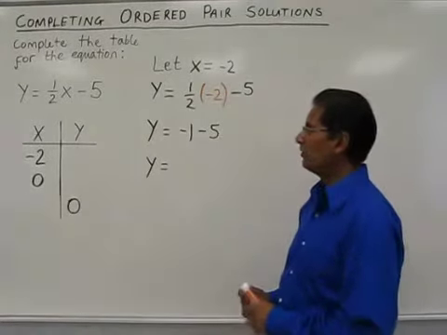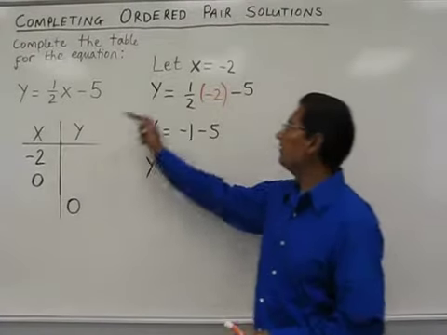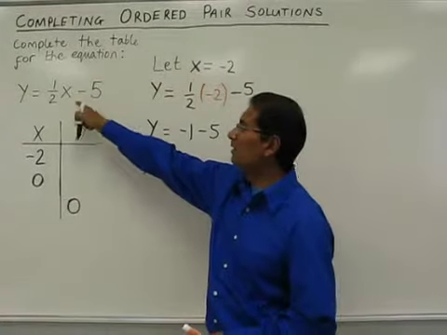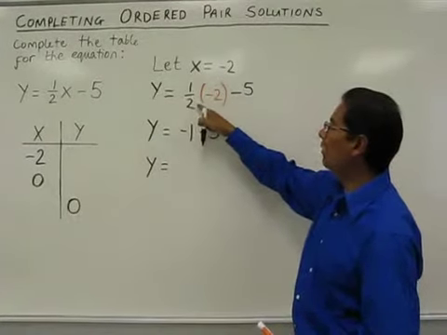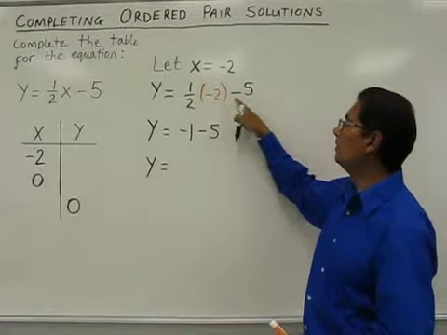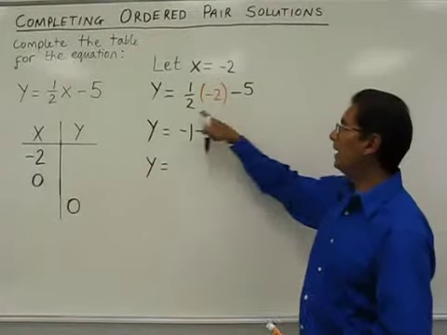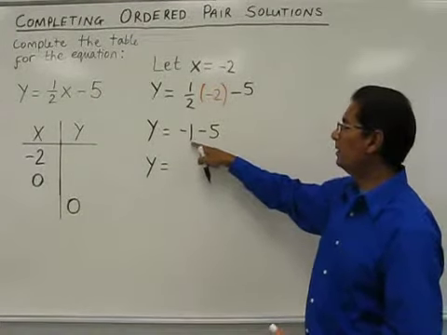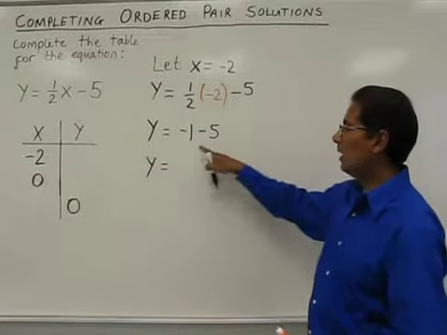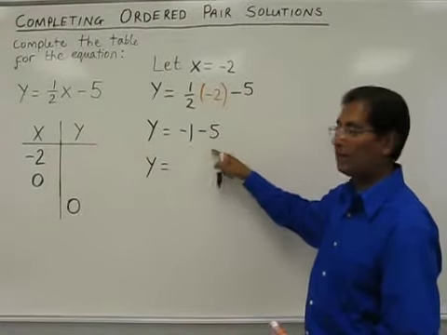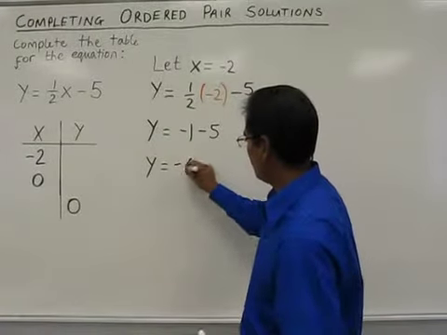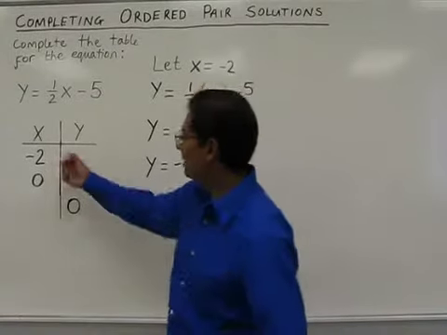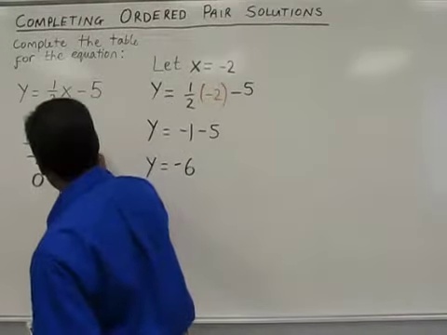So let's start with the first value of x, let x equal -2. So if x is -2, we're going to plug that into my equation here for x. So we'll have y equal 1/2 times -2 minus 5. Well, 1/2 times -2 is -1. So y equals -1 minus 5. And -1 minus 5 gives you -6. So that's our first point that goes in our table, that if x is -2, y is -6.